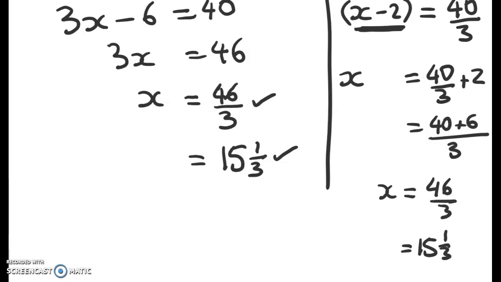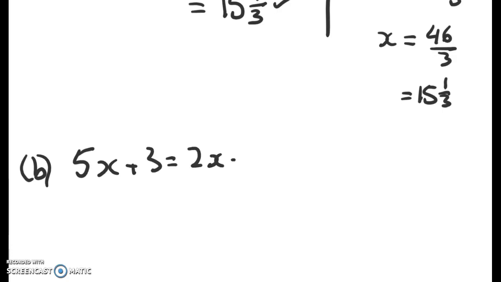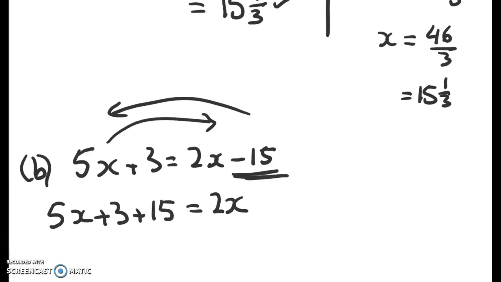Okay, on to the next one with x on both sides. So I think this is b from the relational. 5x plus 3 is equal to 2x minus 15. I'm going to choose to add 15 to both sides first. So we're going to get numbers going this way, and x is going this way. 5x plus 3 plus 15 is equal to 2x. 5x plus 18 equals 2x.